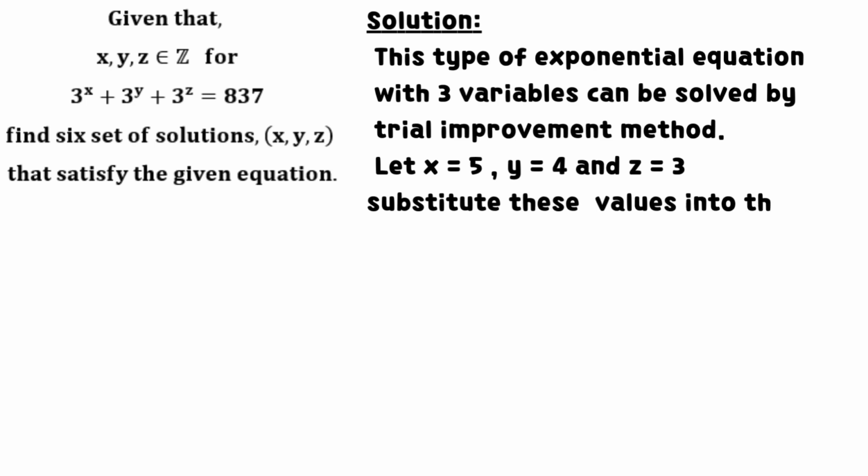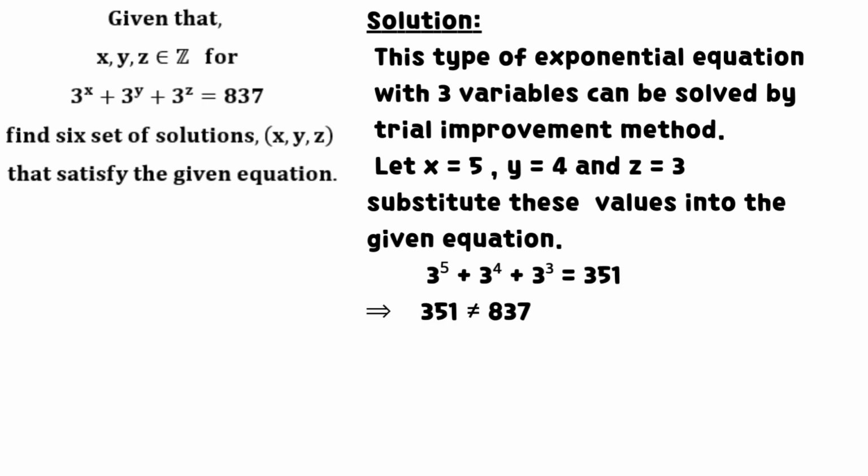Let x equals 5, y equals 4 and z equals 3. Substitute these values into the given equation. The sum of 3 to the power of 5 and 3 to the power of 4 plus cube of 3 equals 351. This result shows that our 351 is not equal to the given 837, as shown on the original exponential equation.